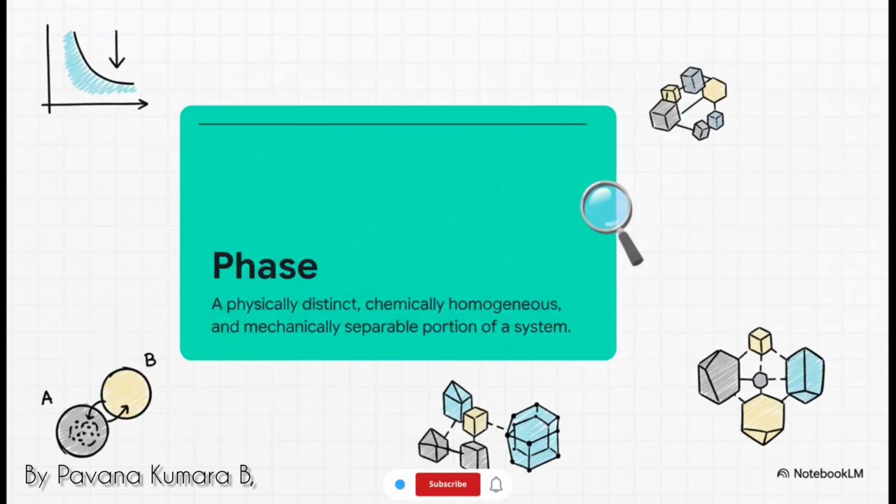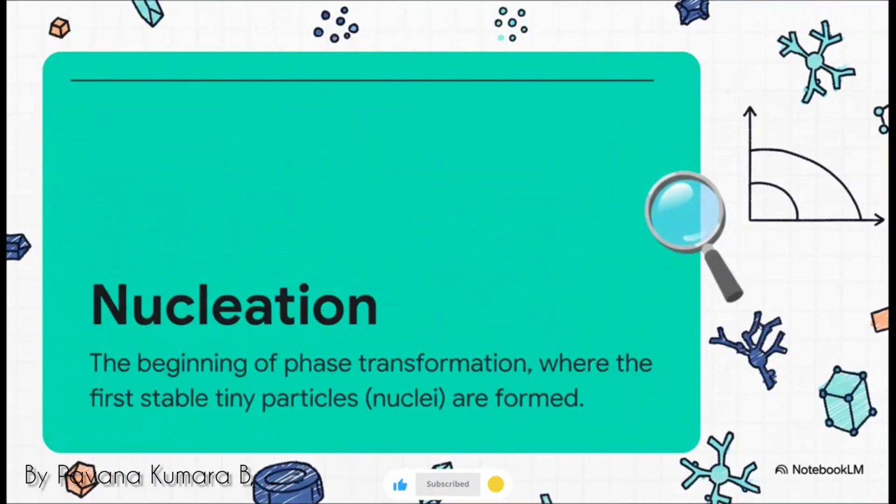You know this already. Think about water. You've got ice, liquid water, and steam. They're all the same chemical, H2O, right? But they look different, they act different, they are different phases. Simple as that. So how does a new phase even begin? It all starts with a process called nucleation. This is the magic moment, the instant the very first tiny, stable, solid crystals, or nuclei, are born inside that molten liquid. It's the tiny spark that kicks off the entire solidification process.